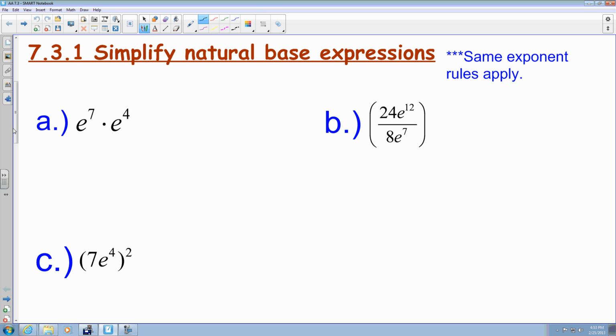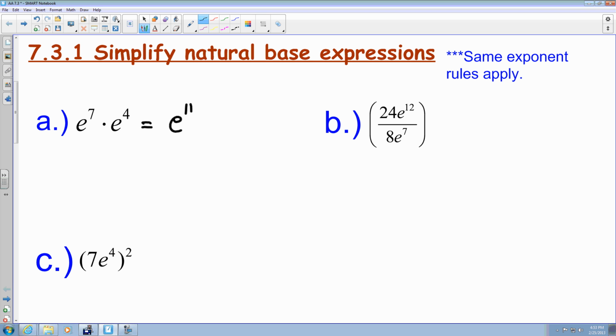So if I had e to the 7th times e to the 4th, and I'm simplifying it, I still want e there, but I'm going to use my rules for variables, which means I'm just going to add the exponents together, so it makes it e to the 11th power.